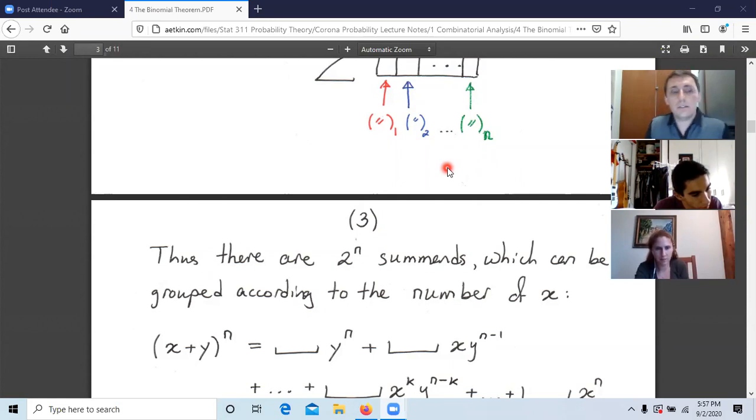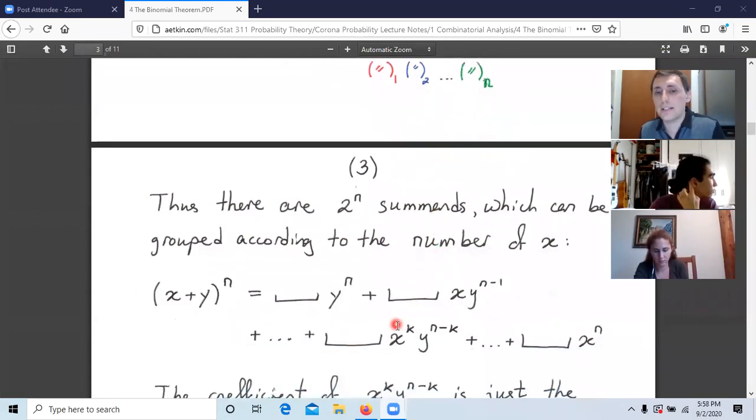And then let's see what you can do next. It seems to me that from there it's as easy to jump to the general case as it is to solve the next term. The next term would be x squared y to the n minus 2, which means 2 parentheses contributed x, and the rest of the parentheses contributed y's. But I don't see it being easier or harder than the general case.